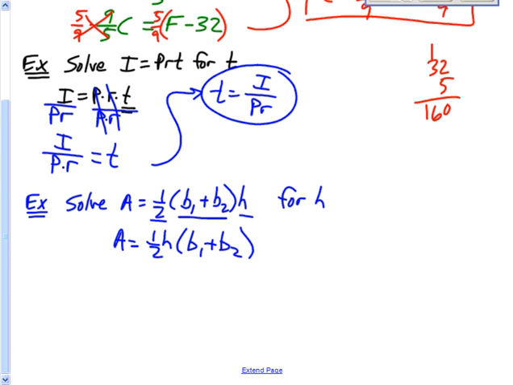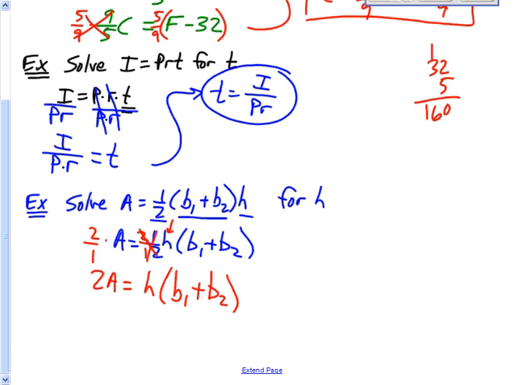So A equals 1/2 times H times base 1 plus base 2, and don't forget, we're solving this puppy for H, right? Well, right now, you notice, again, everything's being multiplied. I'm going to get rid of that 1/2 first of all. That thing's going to annoy me. So I'm going to multiply by the reciprocal, 2 over 1. So 2A is H times base 1 plus base 2.